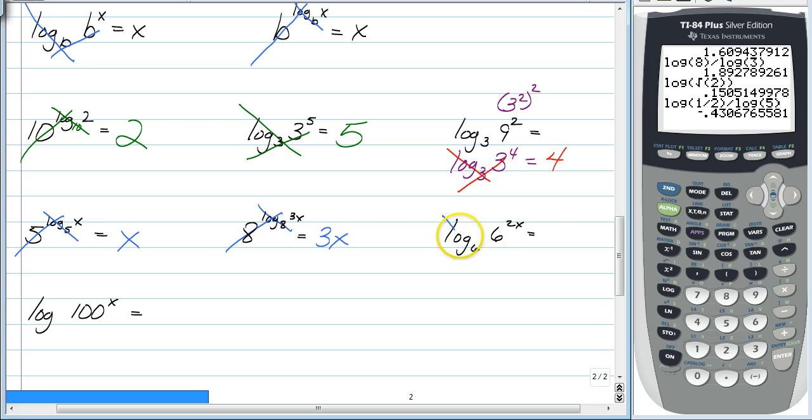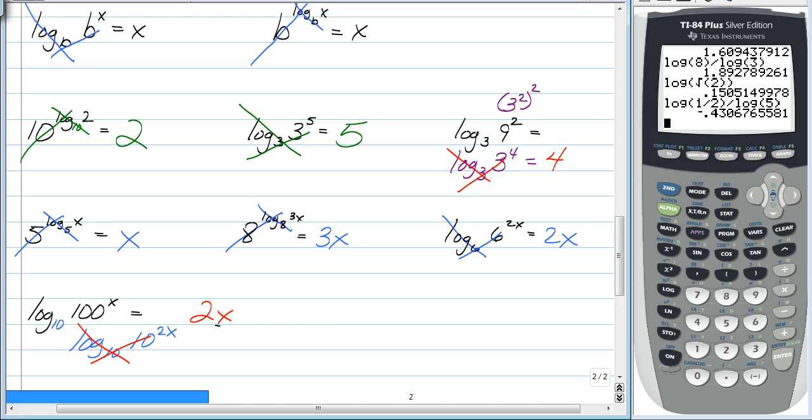We have a log base 6 of a base of 6 raised to the 2x. They cancel each other out. Done. You have 2x. So what about this guy? Well, I didn't write the 10, and this isn't a base of 10, that's 10 squared. So if we were to rewrite this, it would look like log base 10 of 10 squared x. So they're just going to cancel each other out. 10 cancels that 10, and we're left with 2x.